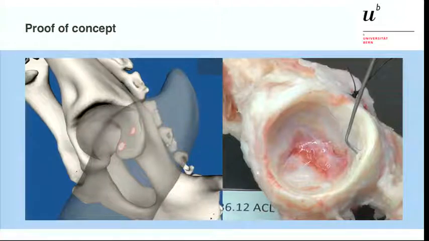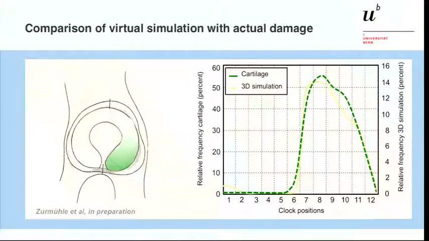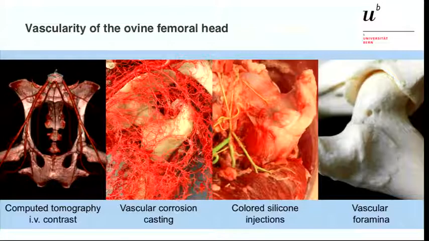This is a study that Corinne Zurmüller did. Here you can see the virtual impingement zones, which were posterior inferior in this sheep, and the corresponding lesions here. If you plot them with the clock face system, then you can see that we have a very nice correlation between the actual damage that we see with the cartilage, with histology, and just by observation, and the impingement zone. So we think that this is a proof of concept that it actually impinges, and we can have the lesions exactly where the impingement occurs.